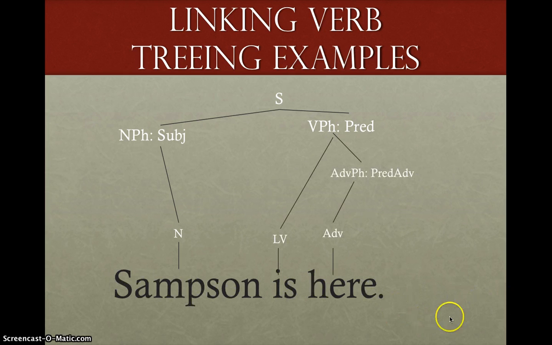Samson is here. Now it's a form of the word to be, so we can assume it's a linking verb. Here is now not a noun. Okay? Here is a place where I am, but it's describing where am I? I'm here. Okay? So we have our noun phrase subject, verb phrase predicate, our noun, our linking verb, and then an adverb. Pretty darn simple.